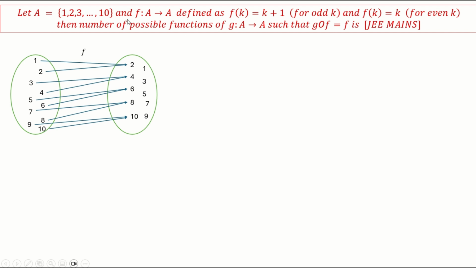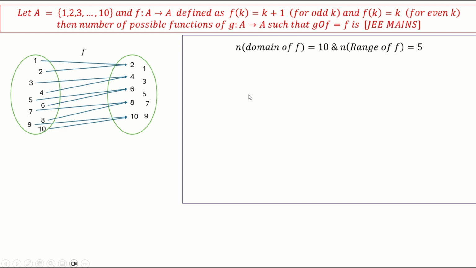So, f is defined like this. You have 1 to 10 on the domain, 1 to 10 on the range. It is defined from A to A, right? And for all odd k, it is k plus 1. So if I take 1 here, 2 is the image. 2 maps to 2 only because it is even. 3 maps to 4, 4 maps to 4. So this is how the function is mapped, in the graphical form.